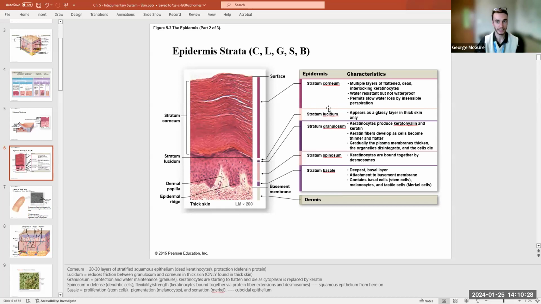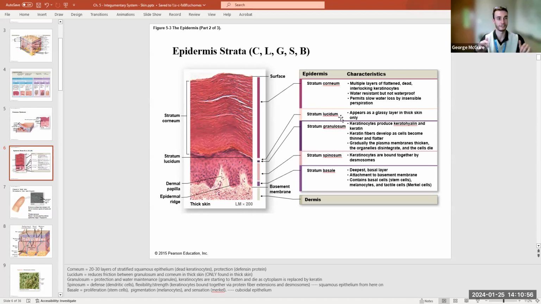And so again, if we're looking at thick skin specifically, which is the palm of our hands and the bottoms of our feet, we do have a fifth stratum, the stratum lucidum, which is basically see-through. It appears very glassy and shiny. Beyond that, it is really just there to reduce friction between these other two layers, the corneum and the granulosum, since it shows up in places where we have a majority of our friction, right?